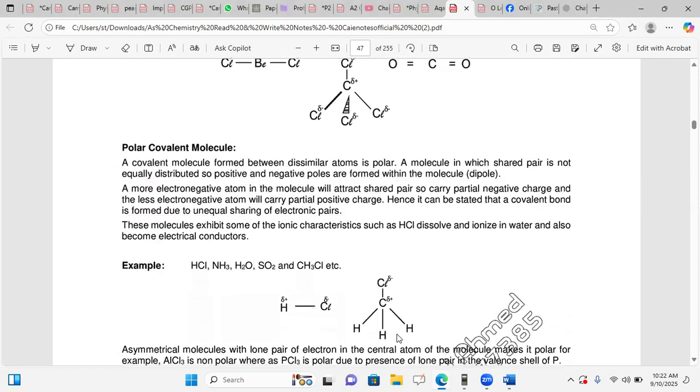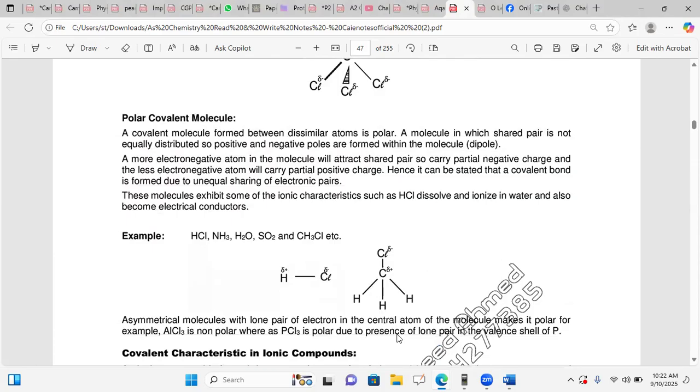In case of polar covalent compounds, for example, HCl is present, or CH3Cl, methyl chloride, is being taken. Then only one chlorine is producing negative and carbon is behaving as a carbocation, so it is going to show the polar character of covalent compounds. So we can say here, asymmetrical molecules with one lone pair are responsible for making the electronegativity difference. Electrons in the central atom and in the molecule make it polar.